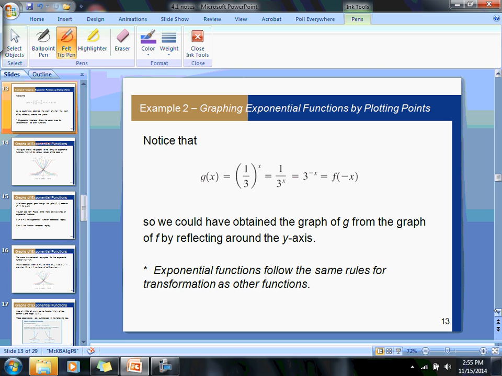And this is just a characteristic that we noticed when we were making our table of values about how when you take a base and you raise it to a negative exponent, then you're going to get the same thing as basically 1 over that base to a positive exponent. So we noticed that when we were making our table of values.